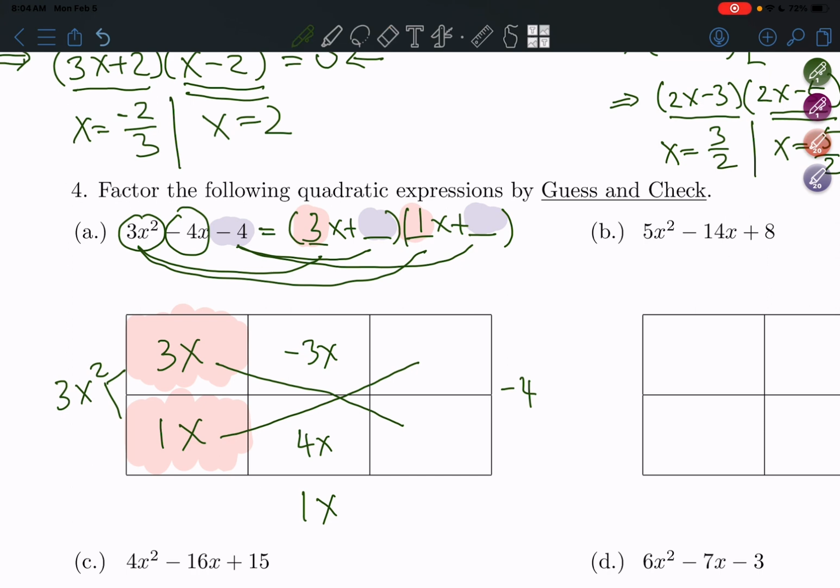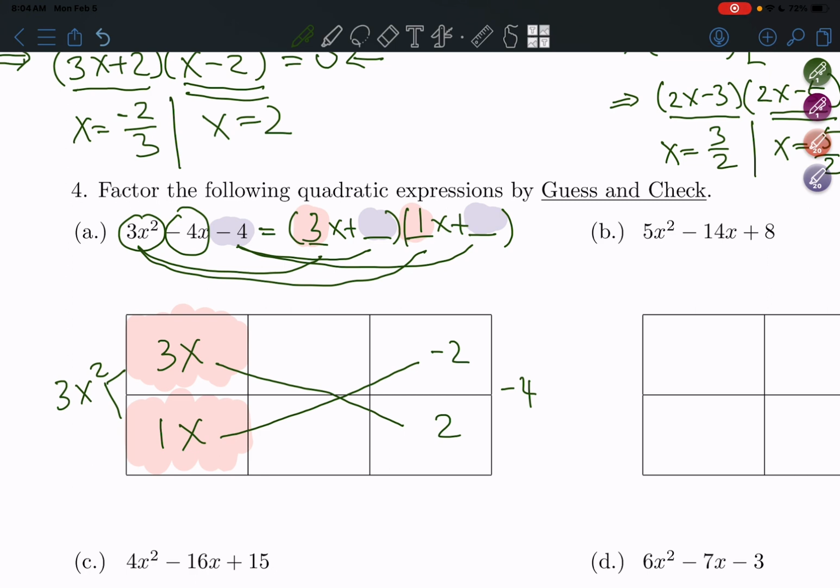So I flip both of these, negative 1 and 4, and perform this operation one more time. 3x times 4 is 12x. 1x times negative 1 is negative 1x. Add that together, I get 11x. Again, not what I'm looking for. So after you try the factors of negative 1 and 4, all the possibilities, you realize that's not going to be the right choice. So you've got to factor negative 4 another way. How about negative 2 and 2?